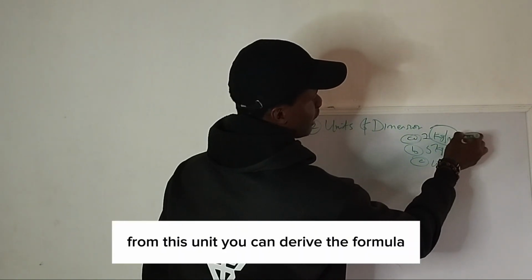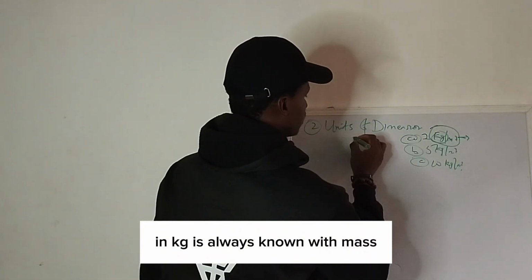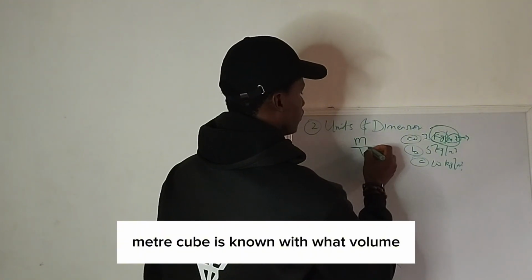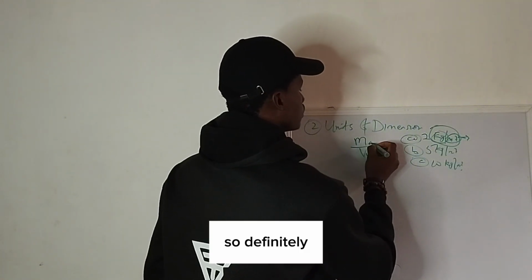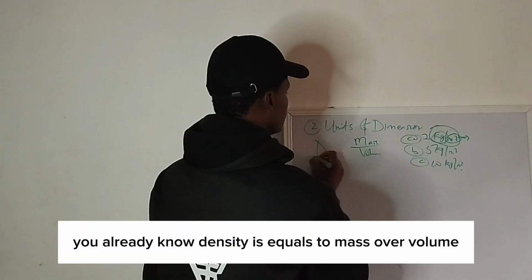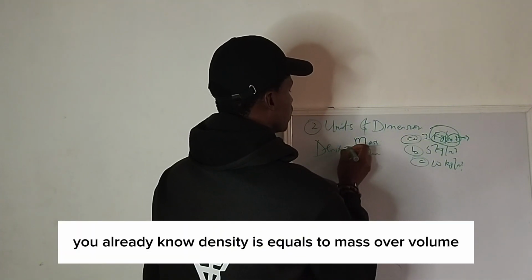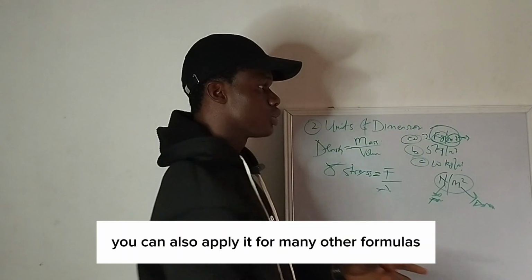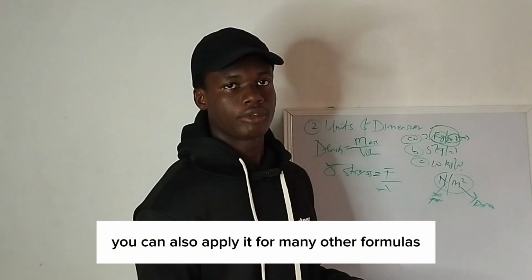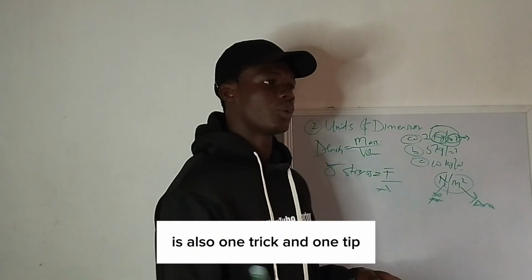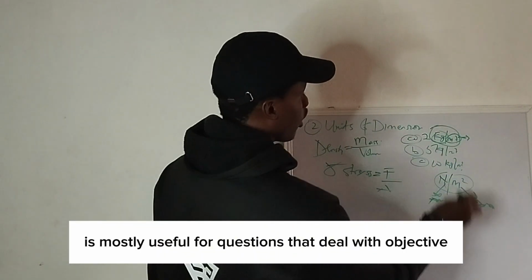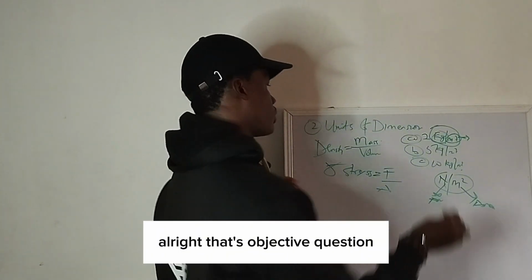In this particular question, you are told to find the density. From this unit, you can derive the formula. Kg is always known with mass, and meter cube is known with what? Volume. So definitely you already know density is equal to mass over volume. That's just a simple way to derive it. You can also apply it for many other formulas. It's also one trick and one tip, and it's mostly useful for objective questions.